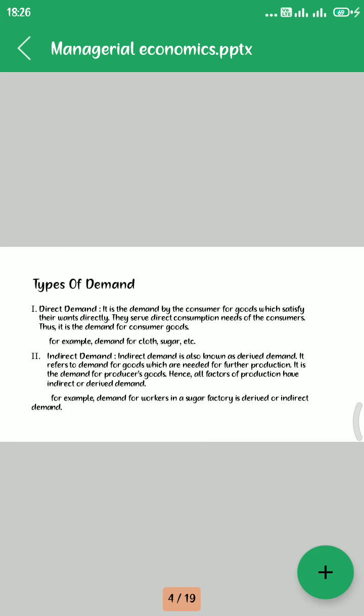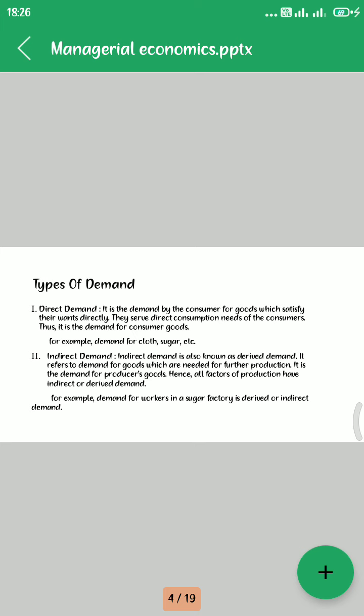Types of demand. First, direct demand. It is the demand by the consumer for goods which satisfy their wants directly. These serve the direct consumption needs of the consumer. For example, demand for clothes, sugar, etc.